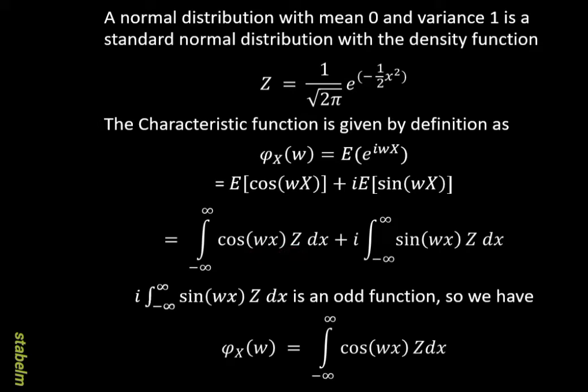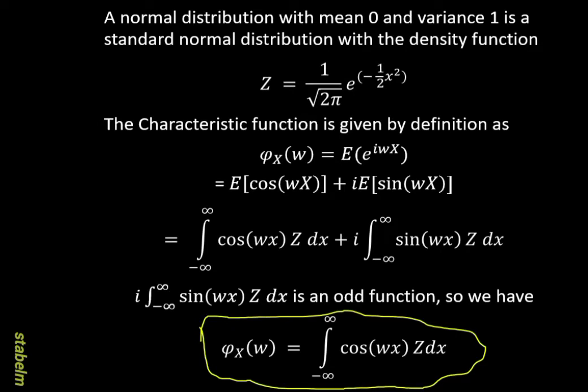Now we already know that phi subscript x of w equals the integral from minus infinity to positive infinity of cos w x z dx. We are going to make use of this later in this tutorial. And we should not forget that we have a z here, which is the probability density function of a standard normal distribution.